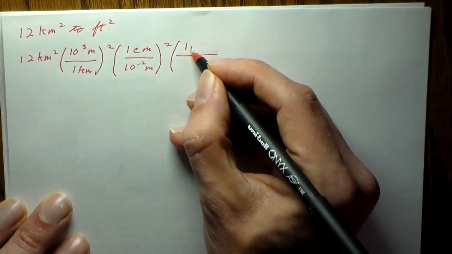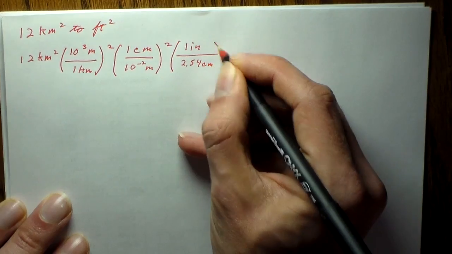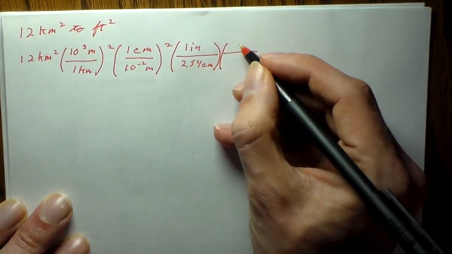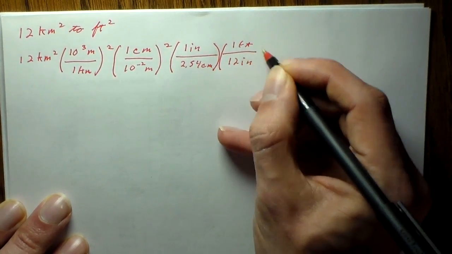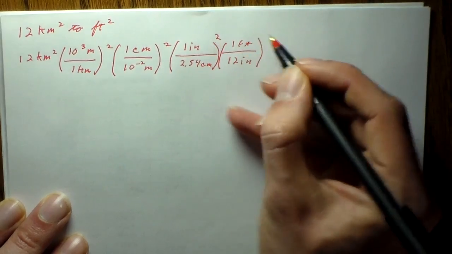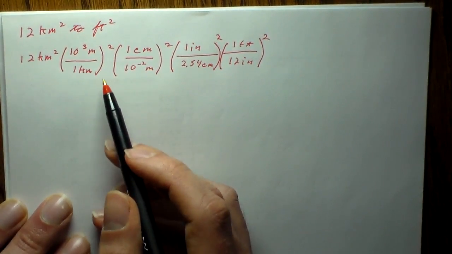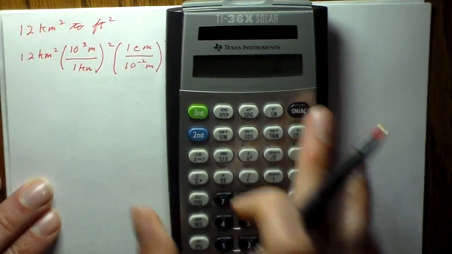So I have here 1 inch is 2.54 centimeters. And then since I want to be in feet, I'm going to have here 1 foot is 12 inches. Oh, and don't forget, of course, I need to square each one of these, otherwise I'm going to be off. So this is very easy. Now you just have to plug and chug this stuff in there.